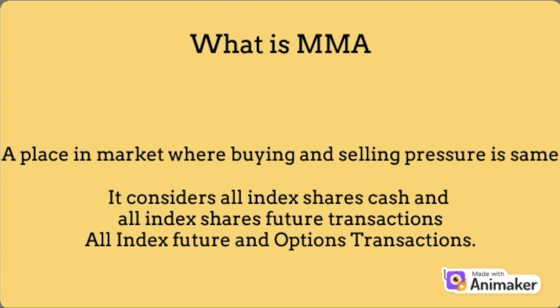OTR is almost the same, but it also considers options for index shares options as well in its calculations. What we can conclude from this is, if the index price is above its MMA, we can say that the buyers are winning the situation right now, and the market will go up. If the index is below the MMA, we can say that the sellers are winning and the market will fall, right?